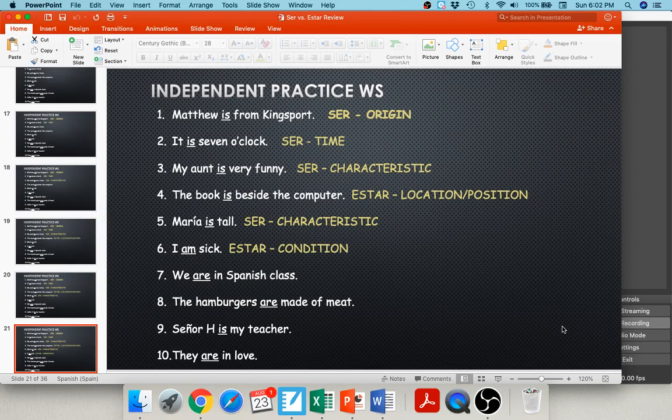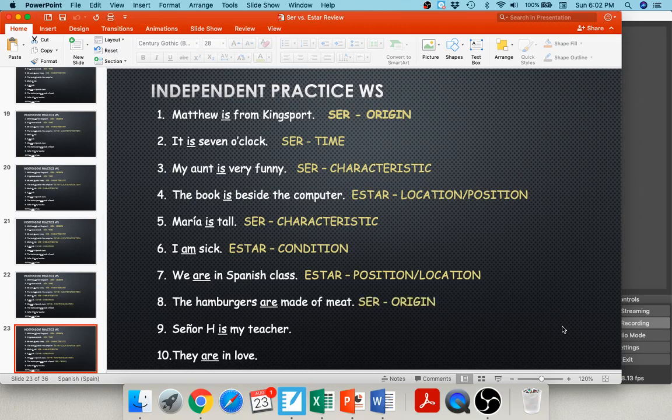Number 7, we are in Spanish class. That's our location or our position, so we're going to use estar. The hamburgers are made of meat. Meat in this case is the origin of the burger. So because of origin, we're going to use ser.